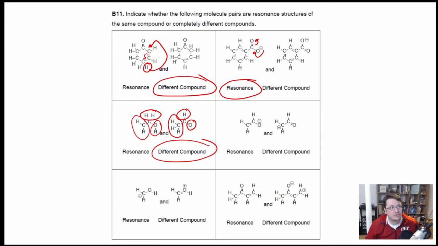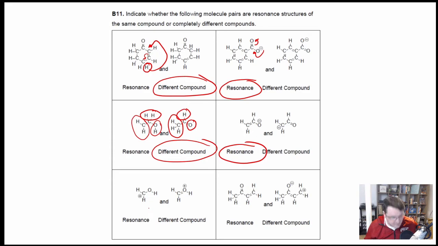So the only thing that moved was the formal negative charge and the double bond between the carbon and the oxygen in that case, right? This carbon right here is still only bound to two hydrogens. This one's still only bound to two hydrogens, right? This carbon's only bound to that hydrogen and that oxygen, right? And that oxygen is still only bound to that carbon, right? So the overall sigma bonding framework is exactly the same. Nothing has changed. The only thing that's happened is that the formal charge moved and the double bond moved. So this is a resonance structure.